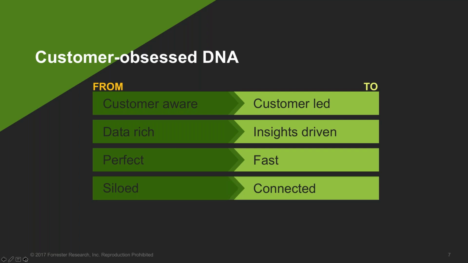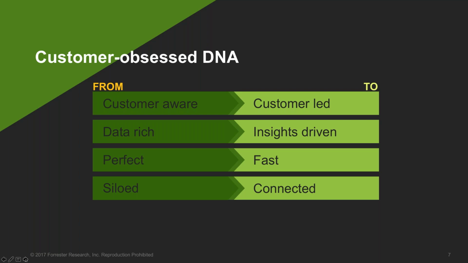And last but not least, they go from siloed to connected. This is more about networking at the organizational level. Getting really good at cross-functional teams, connecting, for example, CIOs with marketing. Marketing used to be a department that CIOs didn't even serve in the past, and now they do today. So really, this is what a customer-obsessed organization does.